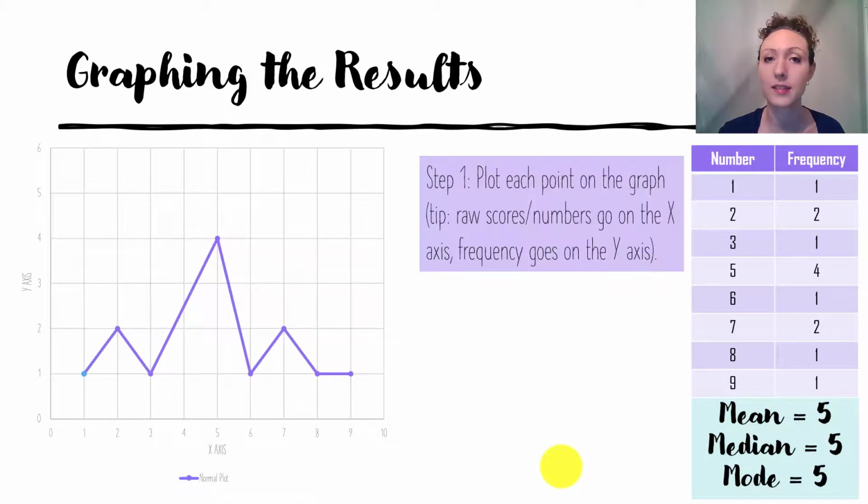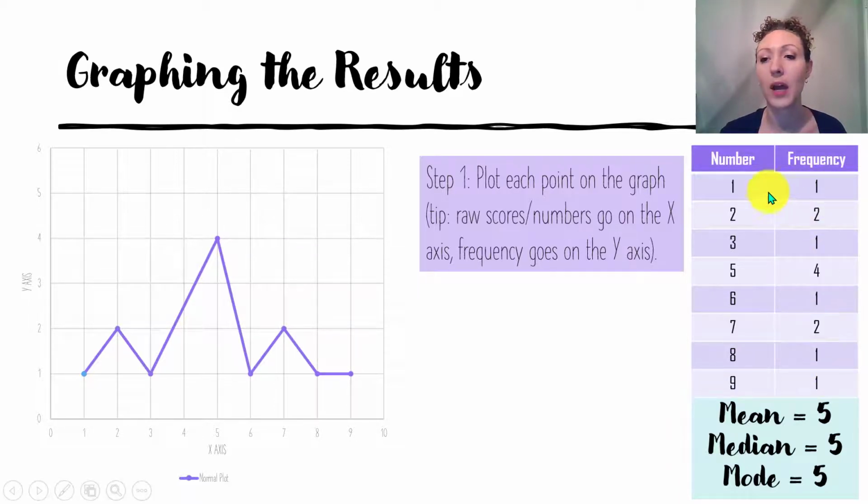So the first step in creating a graph is to plot each point on the graph. Just as a reminder, the raw score goes on the x-axis. So this will be what we find on the x-axis. And then the frequency goes on the y-axis. So these numbers here will be on the y-axis.